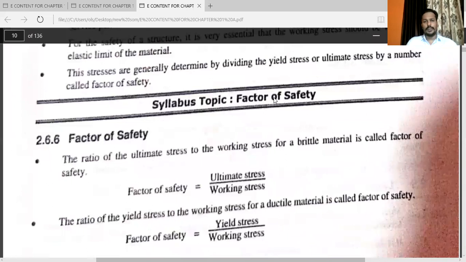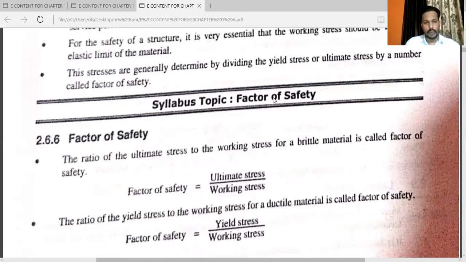One more important topic, that is factor of safety. That is also a very important topic, that is factor of safety. Just here I am explaining you the formulas, definitions. After that, we will move towards the problem. I know sometimes the theory part is a boring part, but until and unless we complete the theory parts, we cannot go to solve the problem.